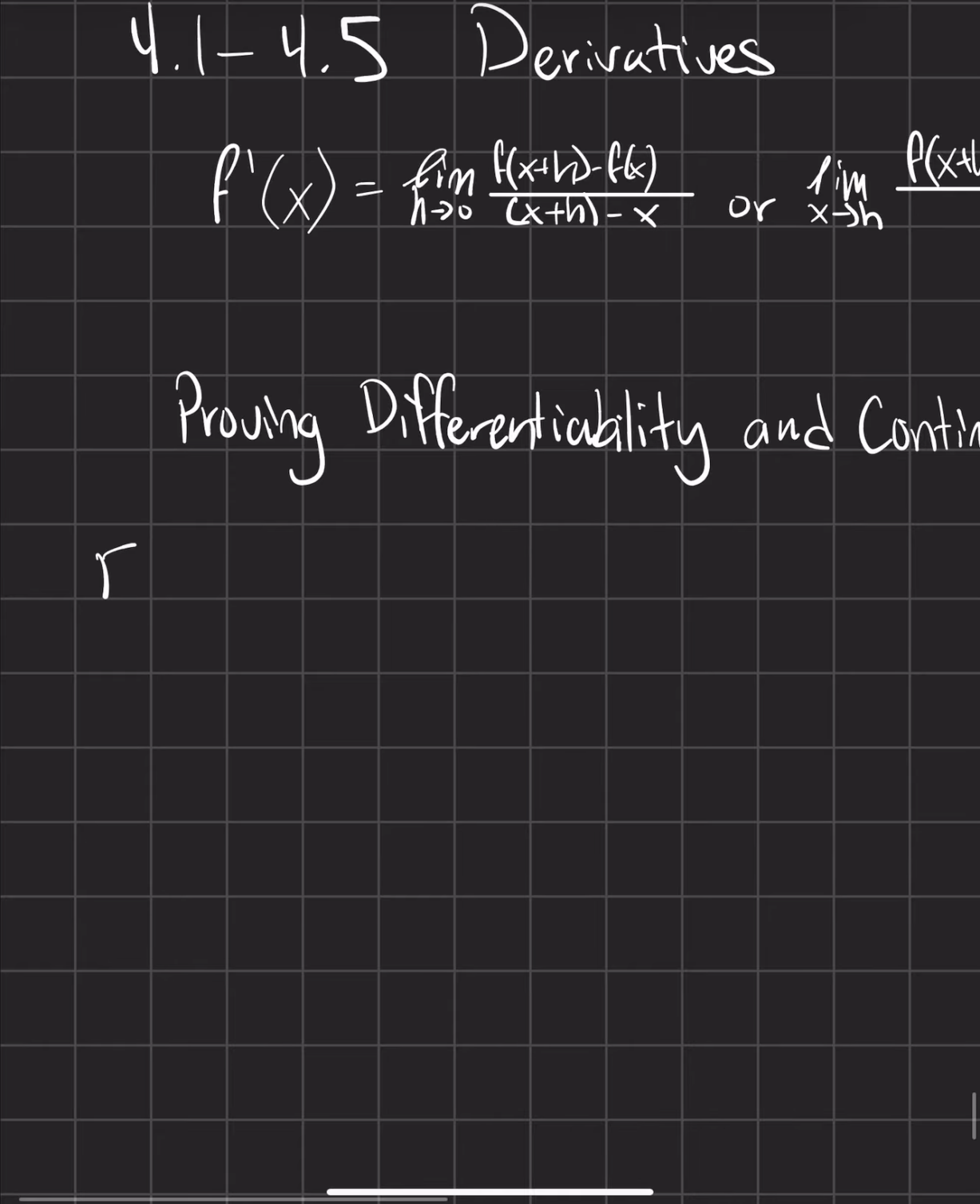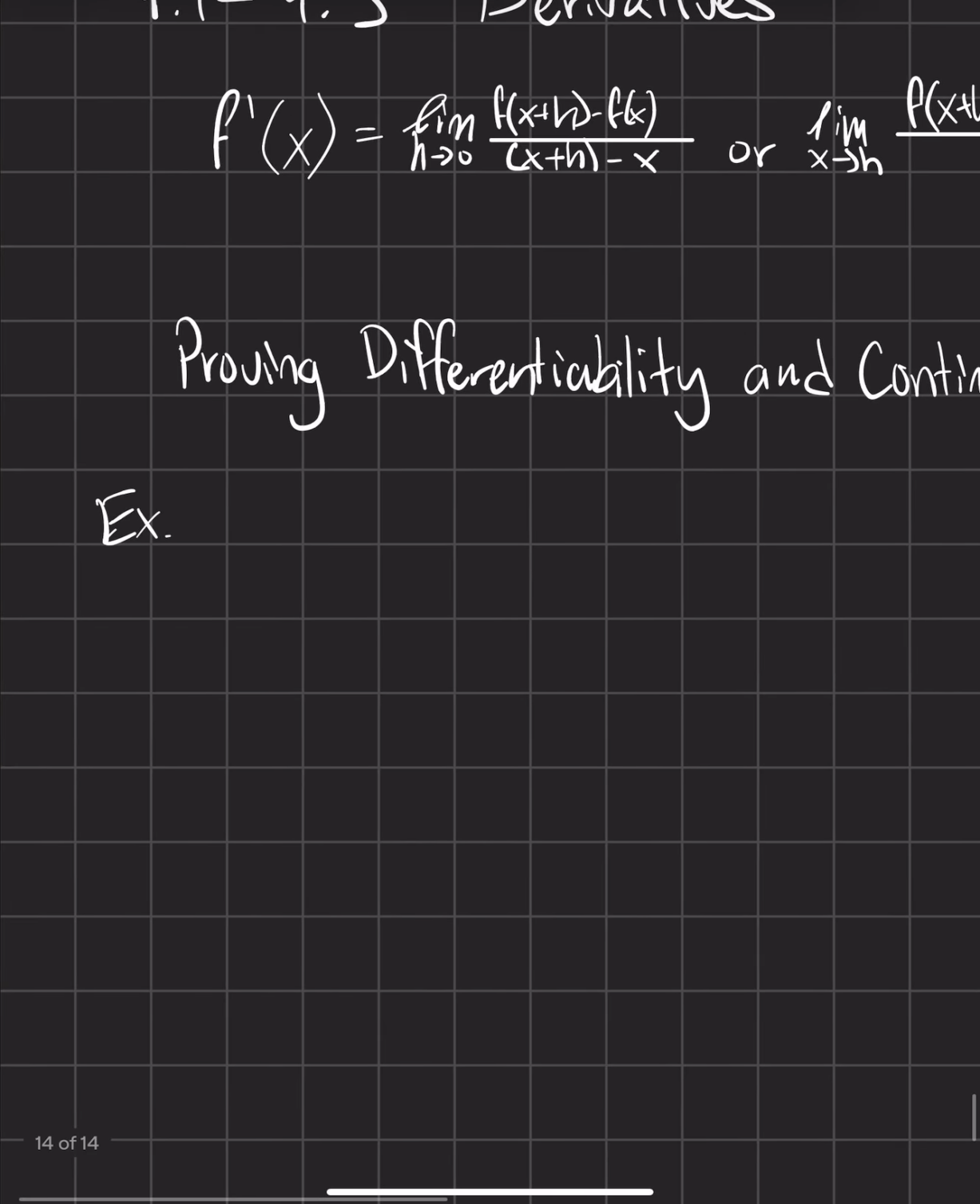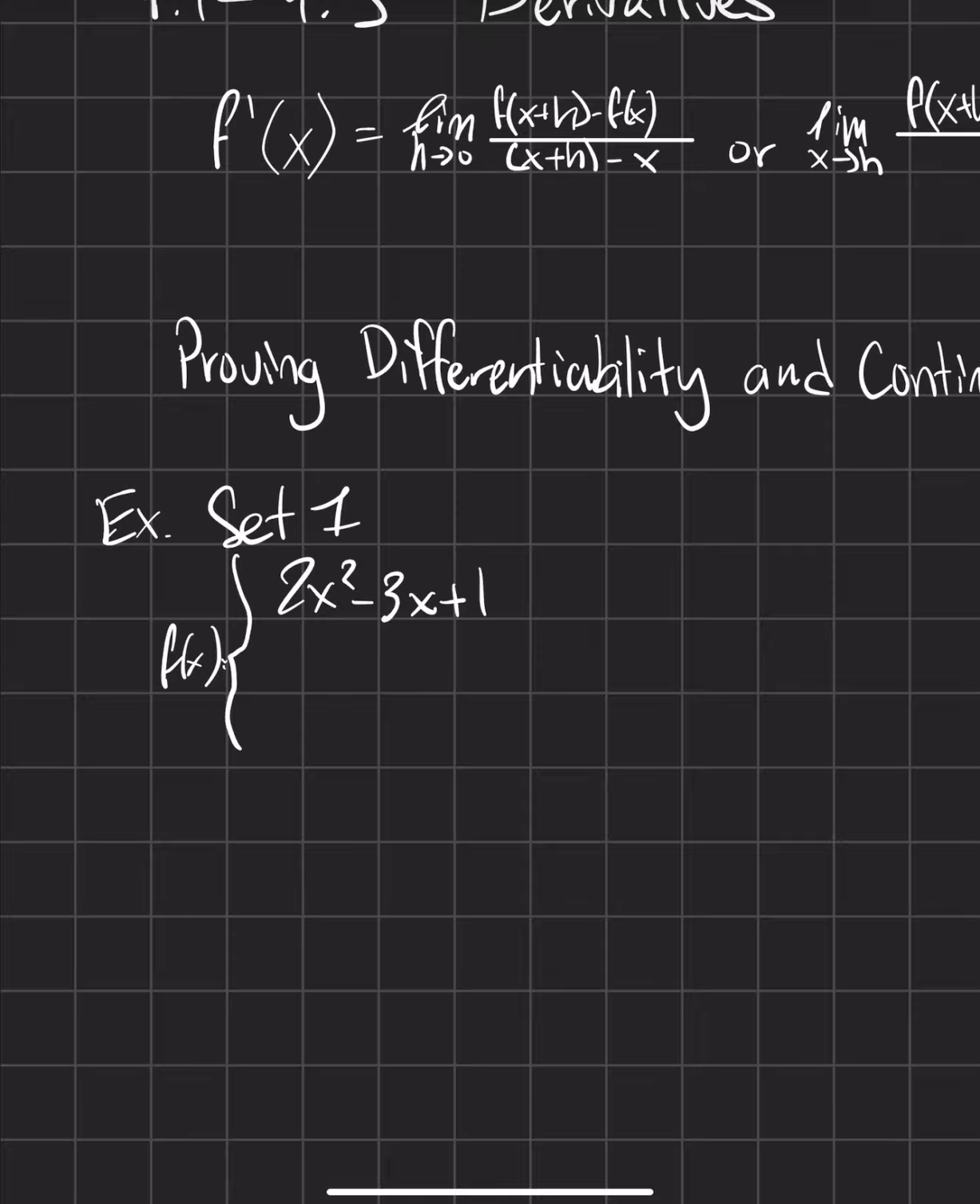So let's start off with our first example. Let's say we have the function f of x, and this is going to be a piecewise function: 2x squared minus 3x plus 1 when x is less than 1, then 0 when x is equal to 1, and then x minus 1 when x is greater than 1.